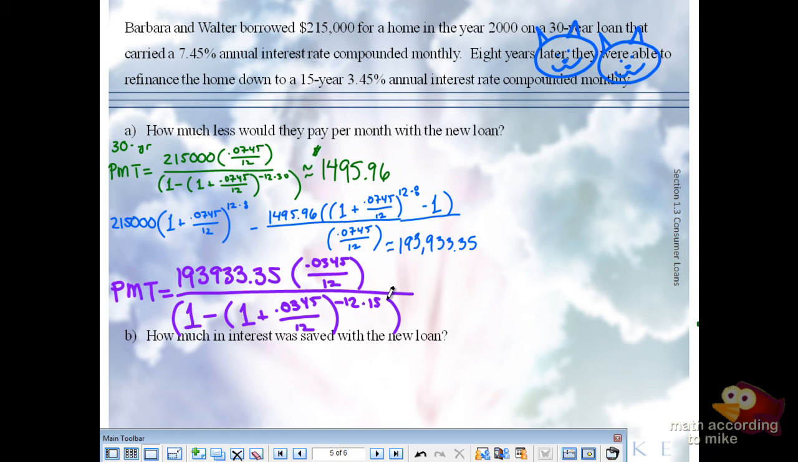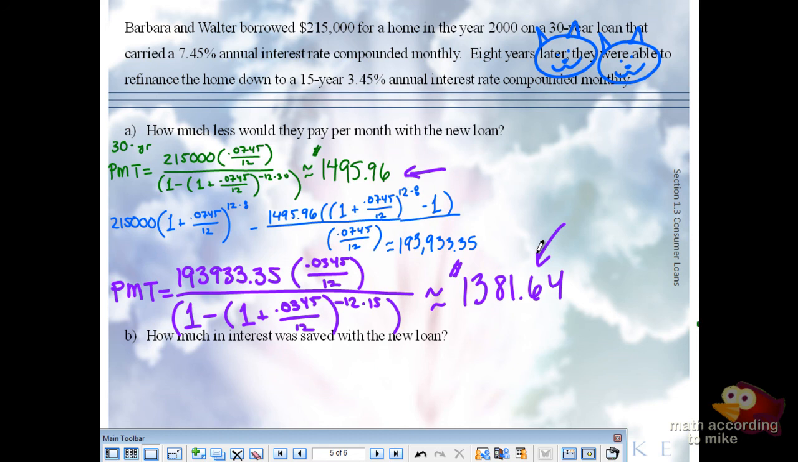I got 1381.64. So to finish part A, oh my gosh, this is what they were paying, $1495.96. This is what they're currently going to be able to pay, $1381.64.